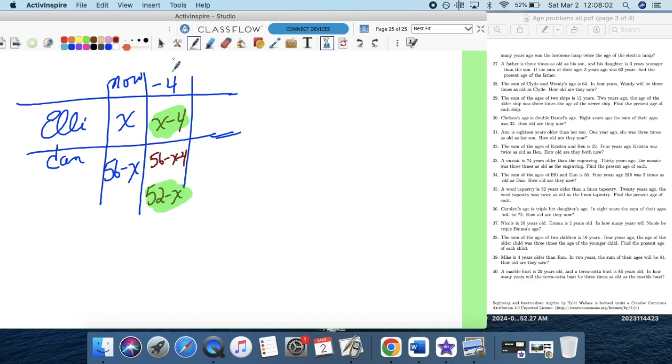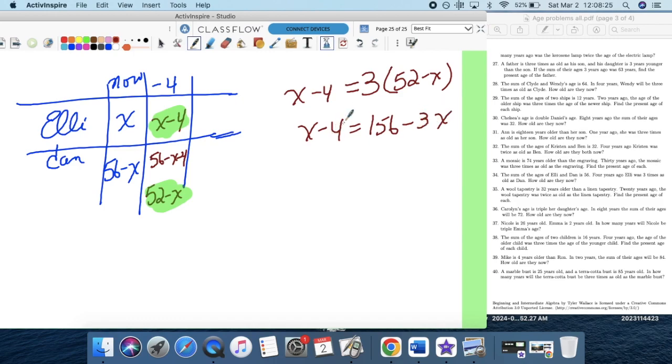So 4 years ago, Eli, which is x minus 4, equals 3 times whatever Dan was, which is 52 minus x. X minus 4 equals, what is that, 156 minus 3x. Aren't these the same? In class, they mentioned that these were the exact same numbers, and they are.